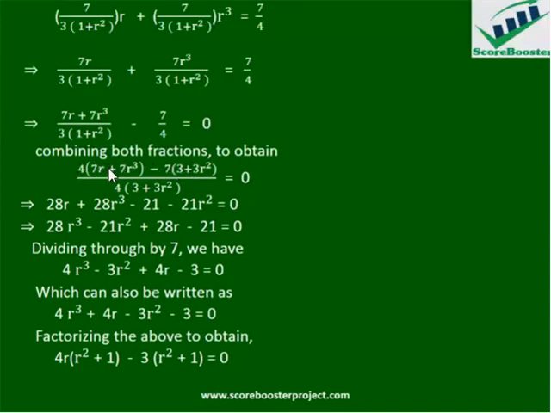4 multiplied by 7r will give 28r. 4 multiplied by 7r cubed will give positive 28r cubed. Minus 7 multiplied by 3 will give minus 21. Minus 7 multiplied by 3r squared will give minus 21r squared equals 0.